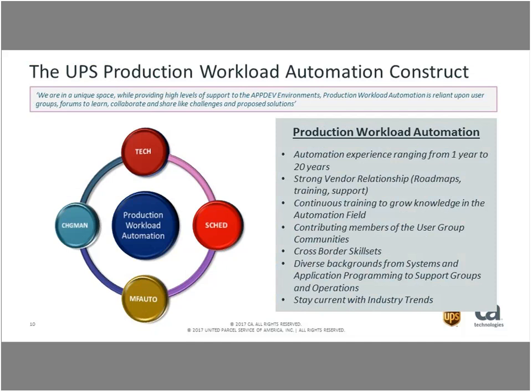Now we talk about the construct. We're in a unique space here at UPS. While providing high-level support for app dev environments, production workload automation is reliant upon user groups and forums such as this one, to collaborate and share like challenges and proposed solutions. Last year in 2016, we held a user group meeting, much like this one. John Rooney, we called it the ESP Summit, where we got together.